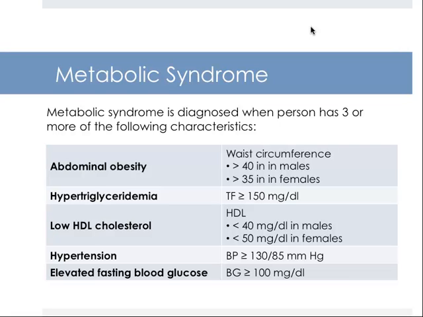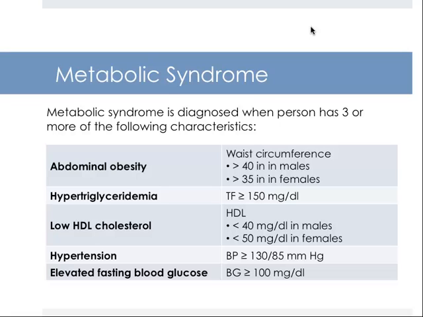How do we diagnose metabolic syndrome? Okay, a person is said to have metabolic syndrome when they have 3 or more of the following characteristics. So I'm going to show you 5 different metabolic parameters. If 3 of these or more apply to you, then you have metabolic syndrome. If 0 or 1 or 2 apply to you, you do not have metabolic syndrome. The first parameter is looking at abdominal obesity.